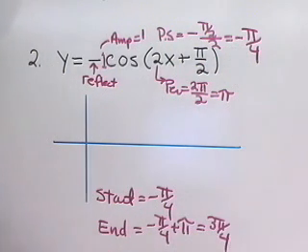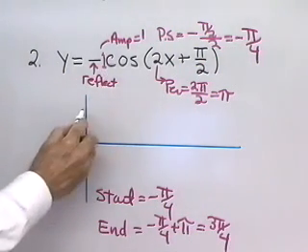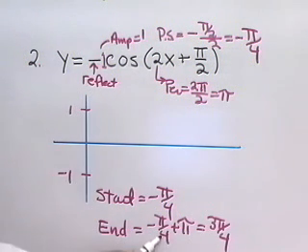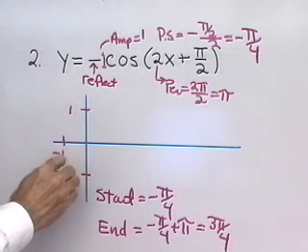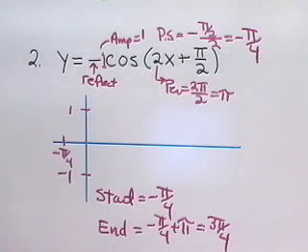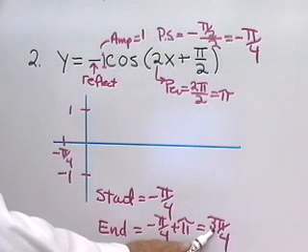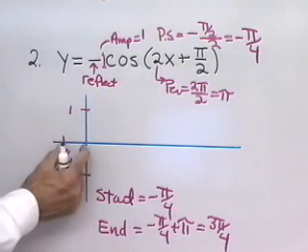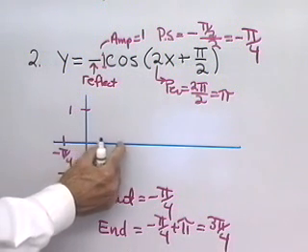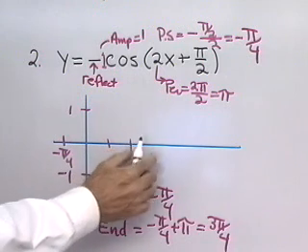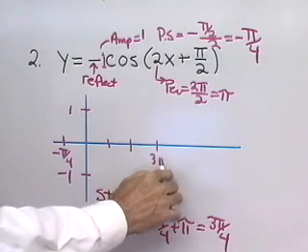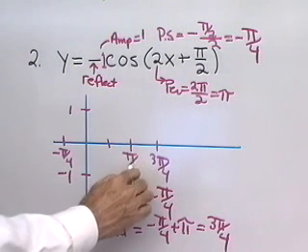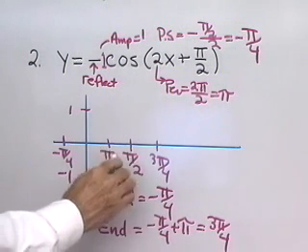So let's see. It's going to have an amplitude of 1, so I'll just make this 1 and this negative 1 on the y-axis. It's going to start at negative pi over 4, so let's put that right there. It will end at 3 pi over 4, which is pi units after where it starts, negative pi over 4. So if this is 1 pi over 4, then this is 1, 2, 3 pi over 4. So that's 3 pi over 4. This is 2 pi over 4, which is pi over 2, and this is just going to be pi over 4.